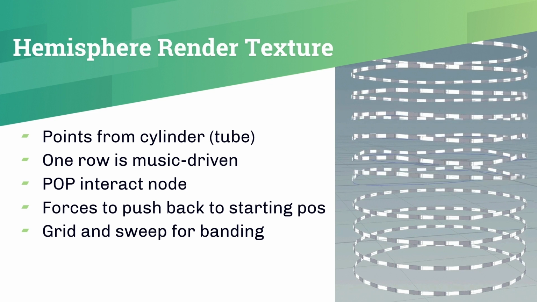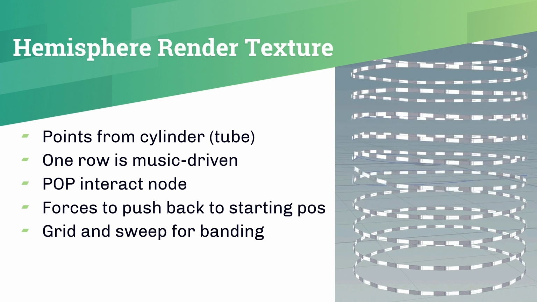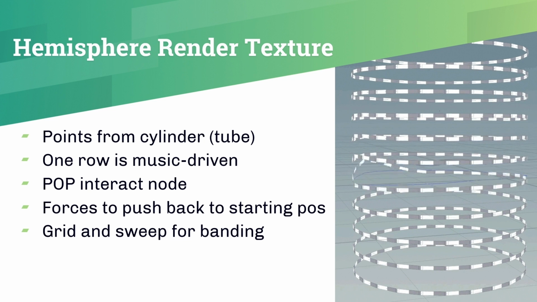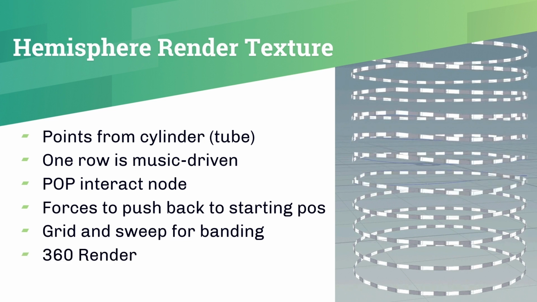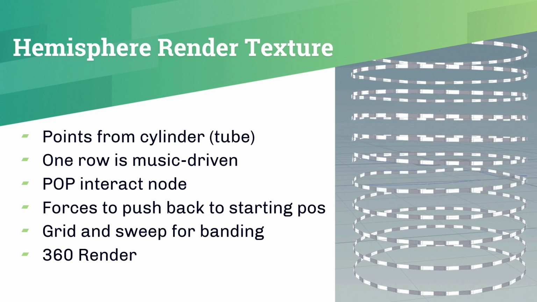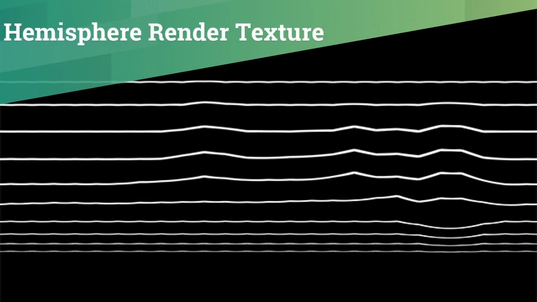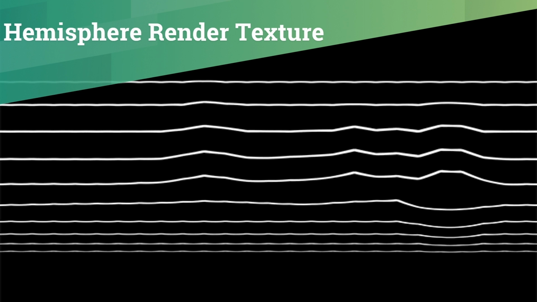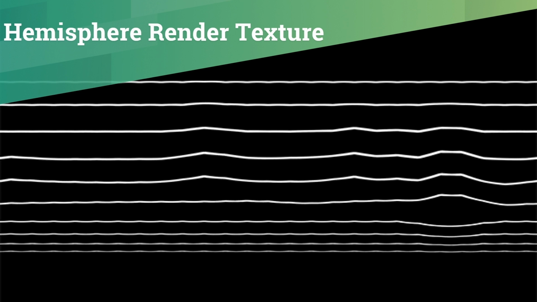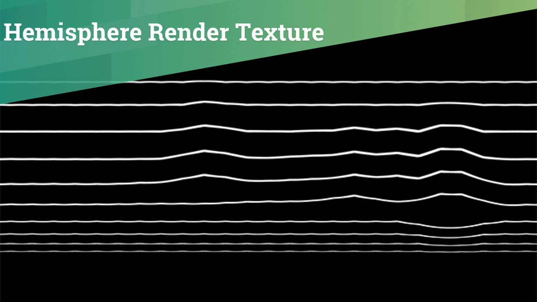And after I have those points, I sweep a grid around it just to get that nice banding, those nice stripes. And I put a 360 camera right in the middle and rendered out a 360 texture of it. And it looks like this. Now that I look at it, I was like, oh, I could have done that just flat, like I did with the sun texture.